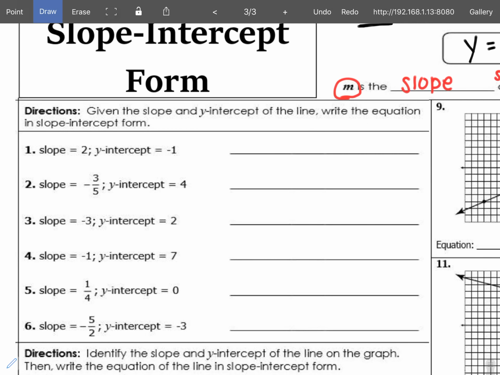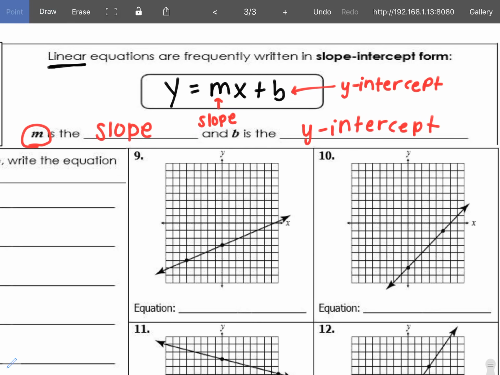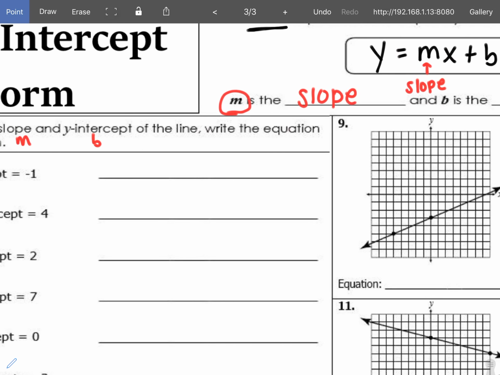Let's get into some math. So given the slope and y-intercept of the line, slope is your M, y-intercept is your B. Write the equation in slope-intercept form. What slope-intercept form? Oh, slope-intercept form is this, okay? I have to write it in slope-intercept form.